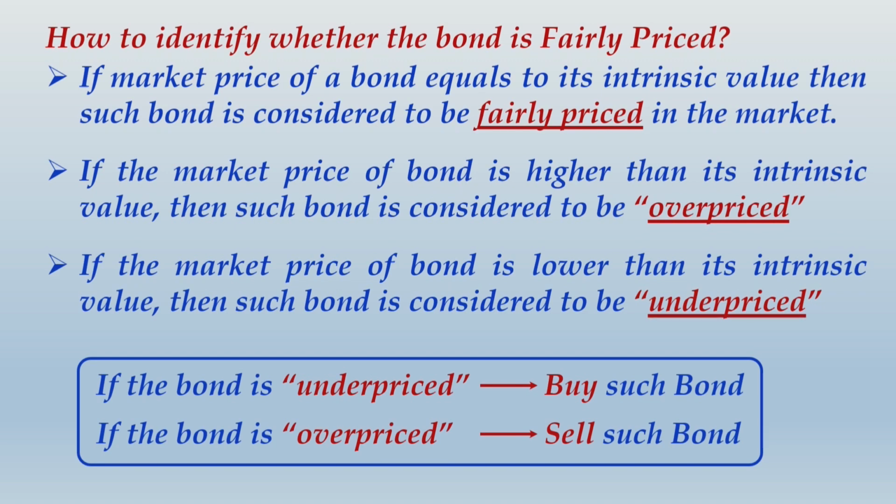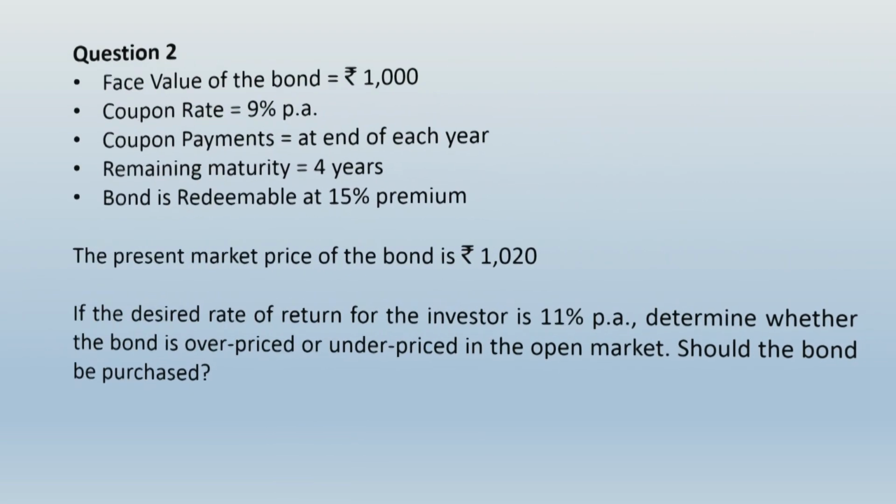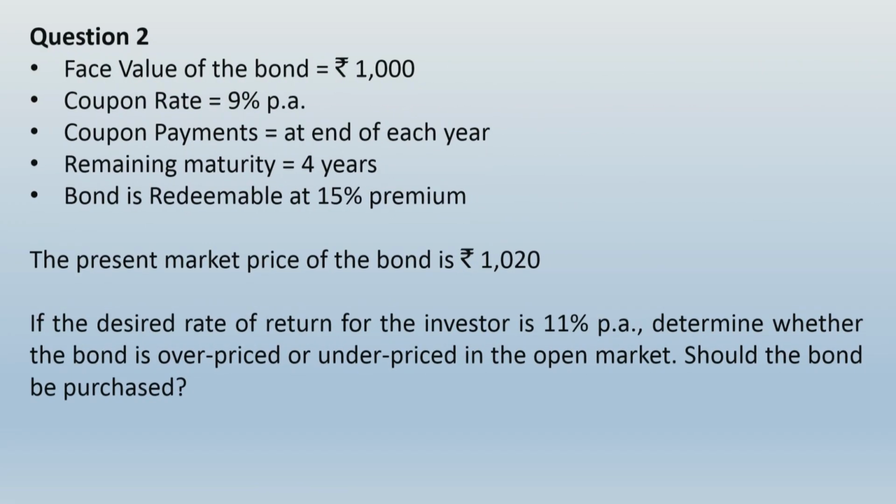Alright friends, I assume that the writing and noting work is done. Let me take you ahead now, and now what we have is question number 2. Let us read this question. Face value of the bond is given as rupees 1000. Coupon rate is 9%. Coupon payments are made at the end of each year. Remaining maturity is 4 years.